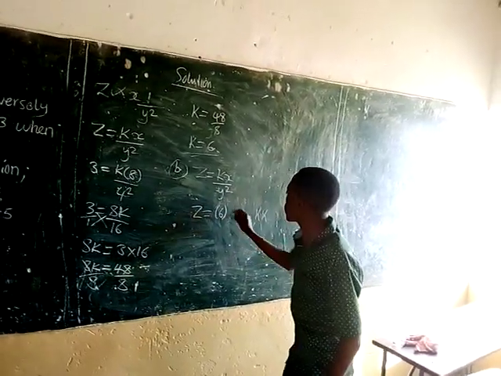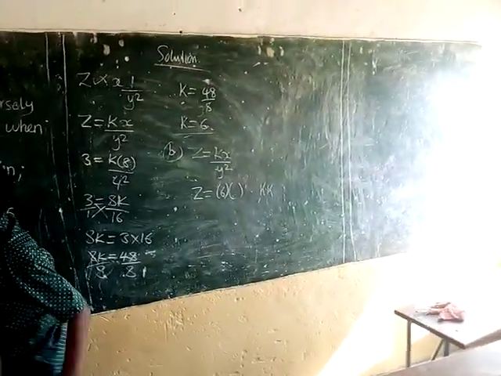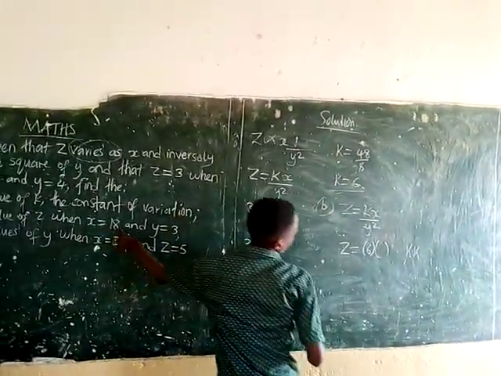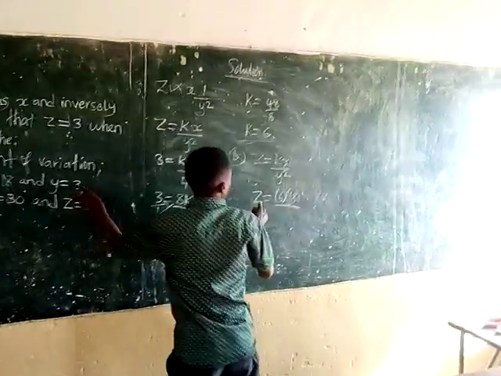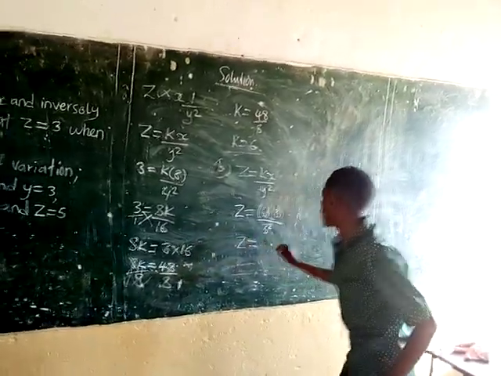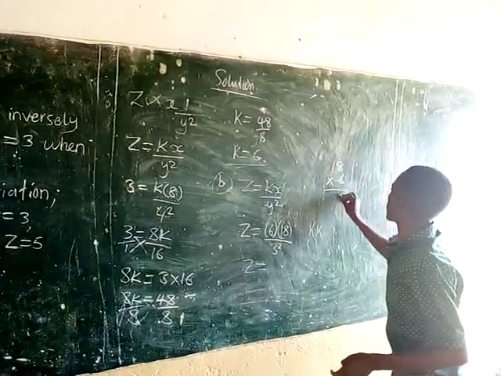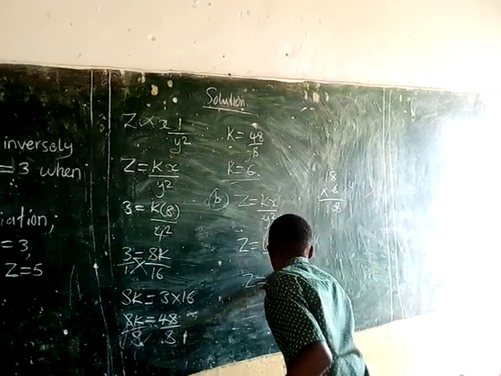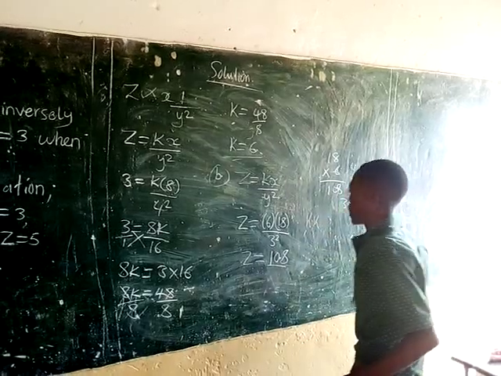So 6 in brackets. What about x? We are going to use these values because we are finding the value of z. So the value of x is equal to 18. And the value of y is equal to 3. So where there is y, you put a 3, 3 squared. So z is equal to 6 multiplied by 18. 6 times 8, 48. You carry 4. 1 times 6, 6 plus 4, 10. This is 108. 108 divided by 3 squared, which is 3 times 3, which is equal to 9.